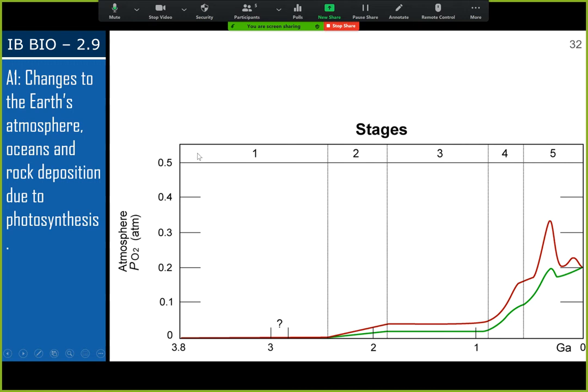So we have a timeline down here. This is going back in time, so 0 is current, 3.8 is going to be, I can't remember if it's million or billion years ago.